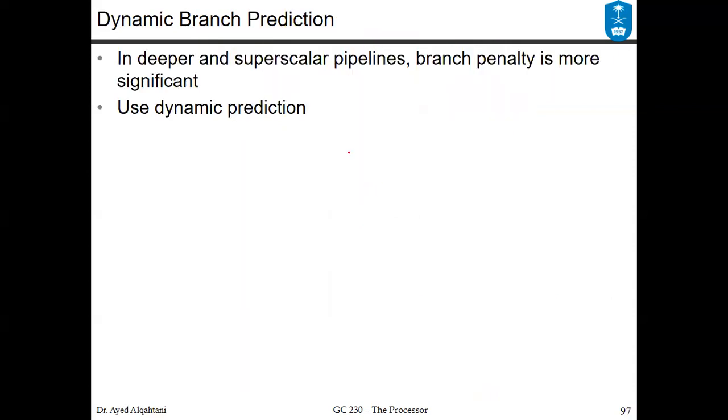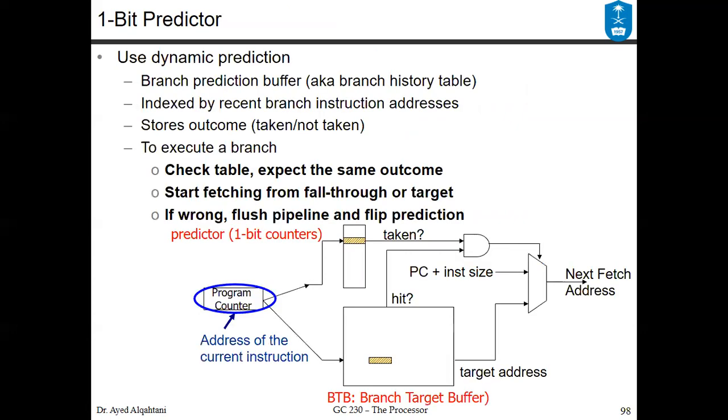Now, the dynamic branch prediction. In deeper and superscalar pipelines, the branch penalty is more significant. It has a lot of cost. So one way to make the branch hazard or the control hazard lower is by prediction. And we said before that we have two types, static and dynamic, and the dynamic prediction is better than static prediction. So we will take two simple examples. The first one is a 1-bit predictor.